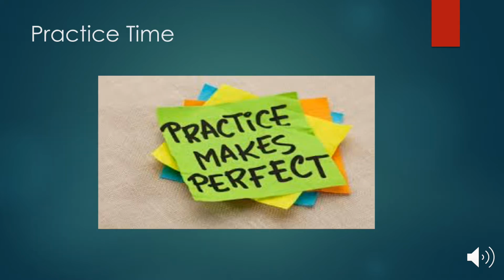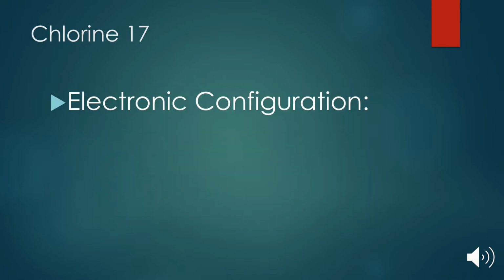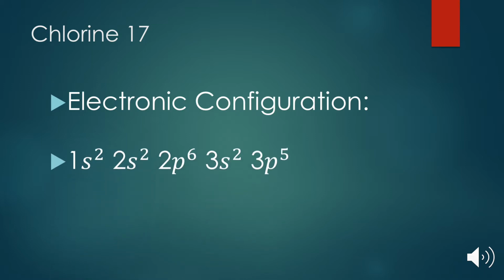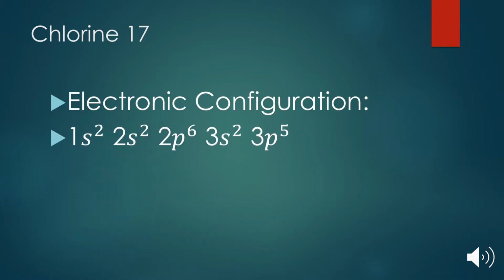So let's go ahead and do a little bit of practice. So I'm going to give you about 30 seconds to give me the electronic configuration for chlorine. I went ahead and gave you the number of electrons chlorine's supposed to have. Alright, so the correct electron configuration should be 1s2, 2s2, 2p6, 3s2, 3p5.